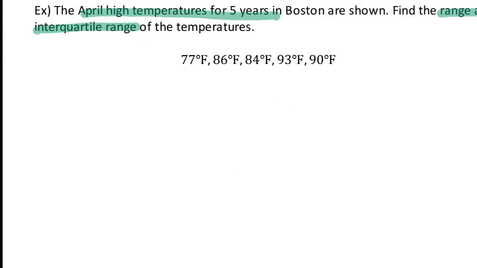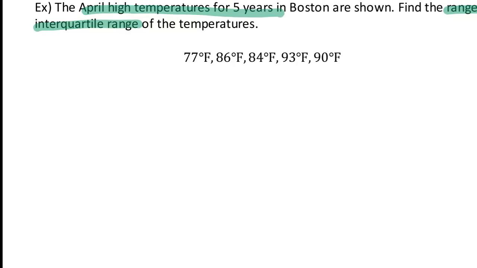So just like we did before, we want to first put them in order from least to greatest. My smallest value that we have is 77. Then we have 84. Then 86. And then we have 90, and 93. Okay.